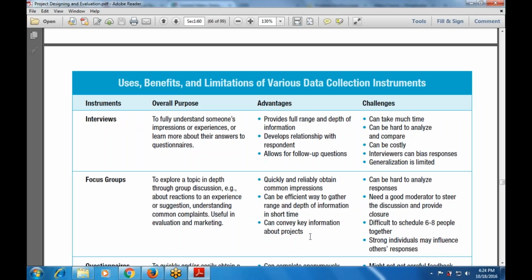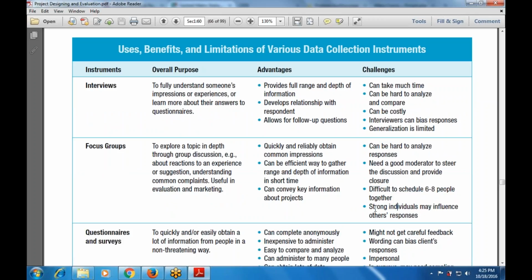It can also convey the key information about the project. Then what are the challenges faced here? It can be hard to analyze the responses. It needs a good moderator to steer the discussion and provide closure, and it is difficult to schedule 6 to 8 people together. Strong individuals may also influence the other responses, whether positive or negative.